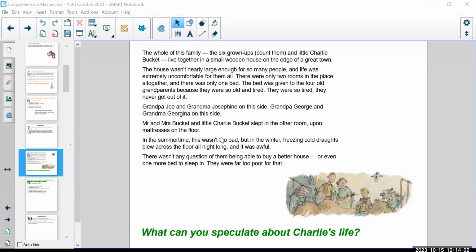Issam is saying they might have been through bankruptcy. Yes, quite possibly. He might not have many friends as they live at the edge of the country. Yes, that's true. They live right on the edge, so maybe their life is quite isolated. We could speculate that they only really have each other. Maybe Charlie doesn't know anybody else.